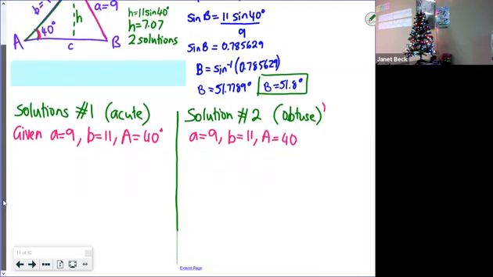So in solution number 1, I'm going to get that B I got over there, and so we worked out that angle B is 51.8 degrees. On this one, we're not going to get that. We're going to get a different angle, and let me explain to you what it is and why it happens. I'm going to call it B prime.